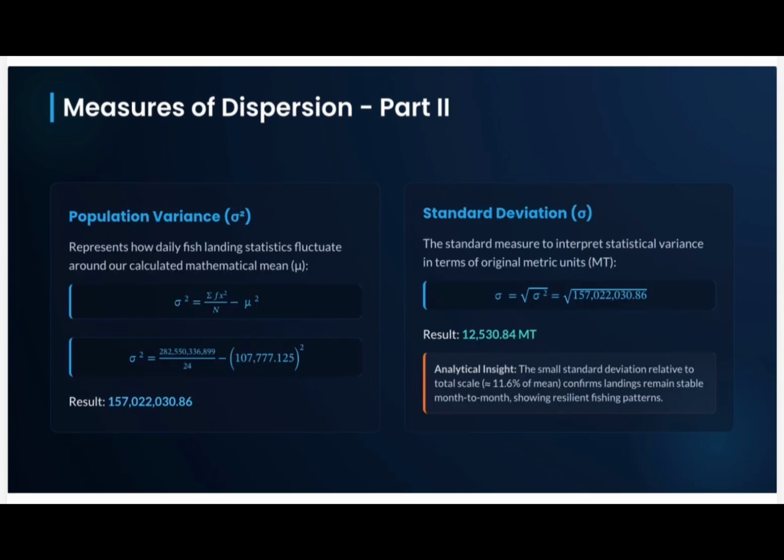Measures of dispersion. This slide focuses on variance and standard deviation. The population variance is 157,022,030.86, which shows us how much the fish landing values vary around the mean. The standard deviation is 12,530.84 metric tons. This value is relatively small compared to the total scale of the data, which suggests that the fish landings are quite stable overall.